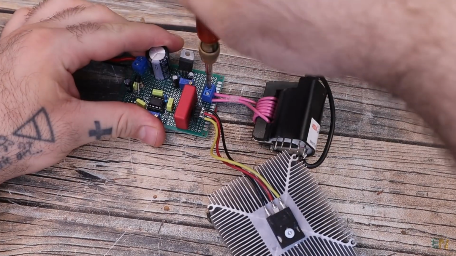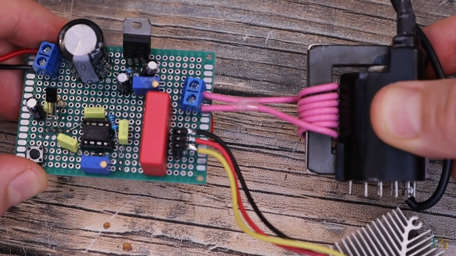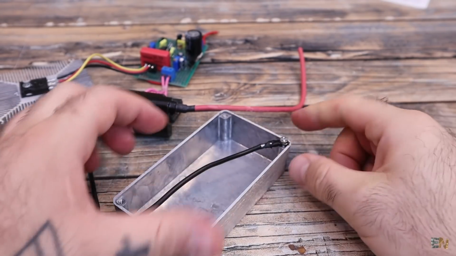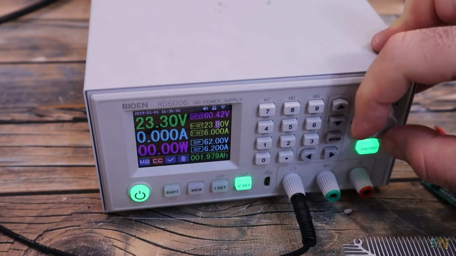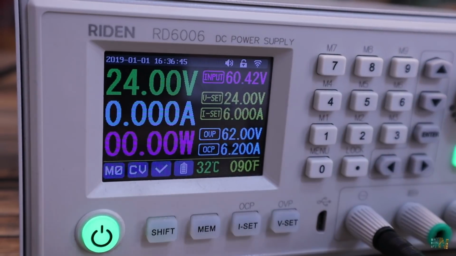I connect the flyback at the output, and the secondary is connected on one side to a metal case, in order to increase the area, and on the other side to just a simple wire. We supply this at 24 volts, and also make sure that your supply could give around 5 or 6 amps, otherwise the voltage will drop.